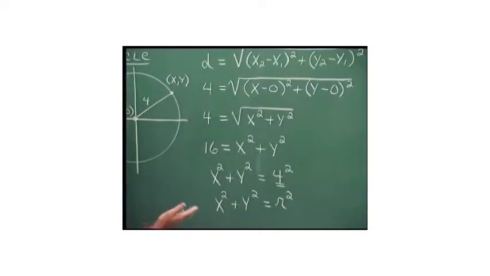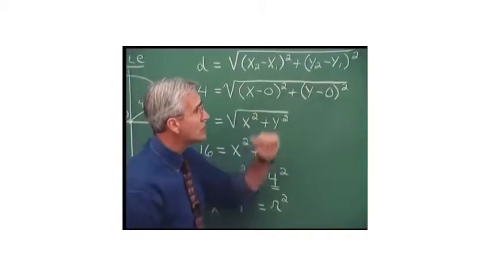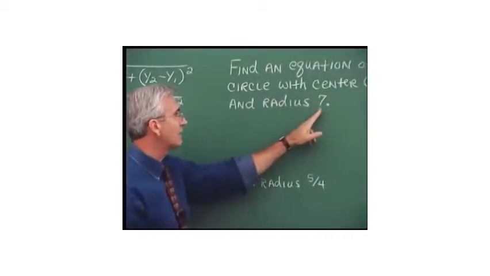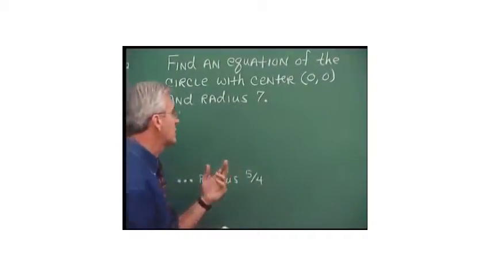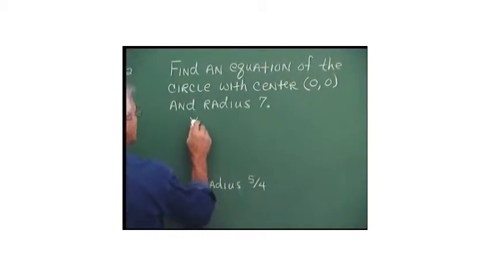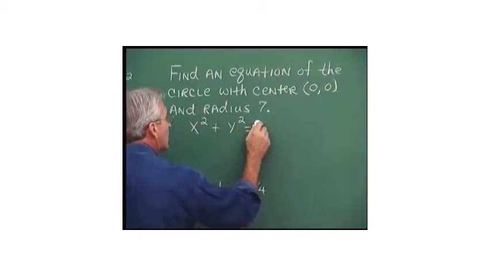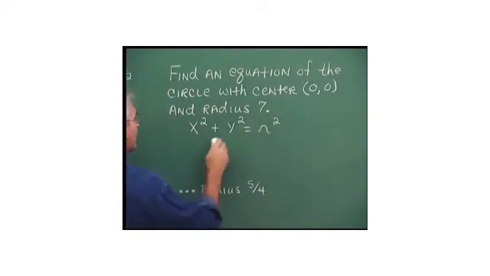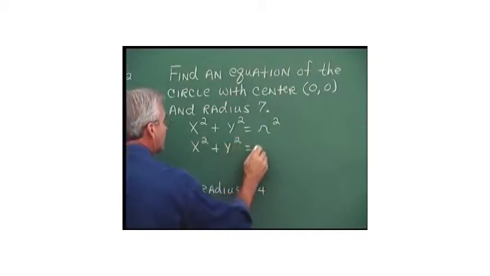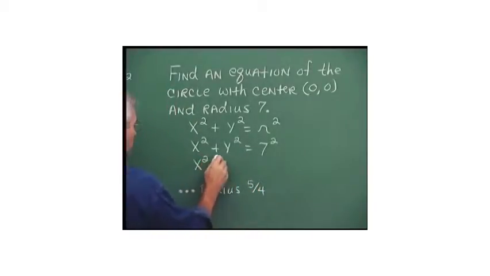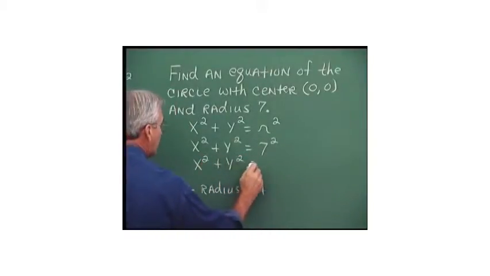With that information, we can find an equation of the circle with center at the origin and radius 7. It's a pretty easy proposition, isn't it? After all, we know generally that x squared plus y squared equals r squared. If we're given the radius of 7, it's x squared plus y squared equals 7 squared, and we would probably write this as x squared plus y squared equals 49.